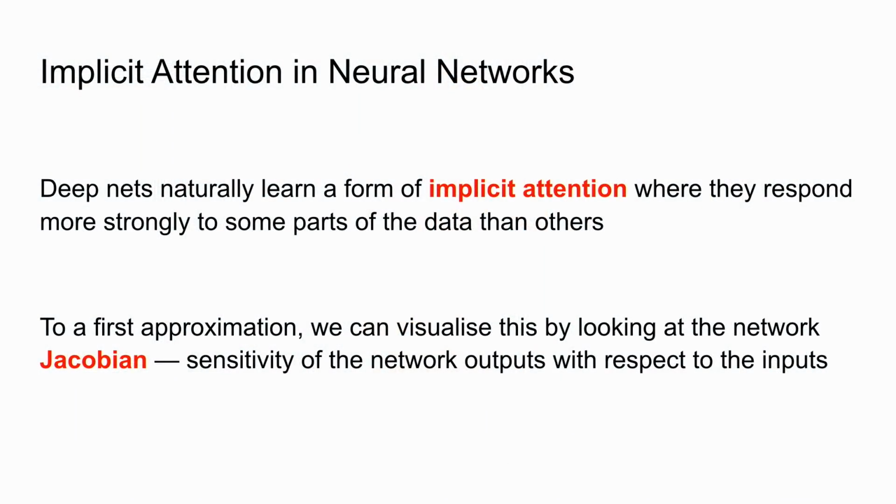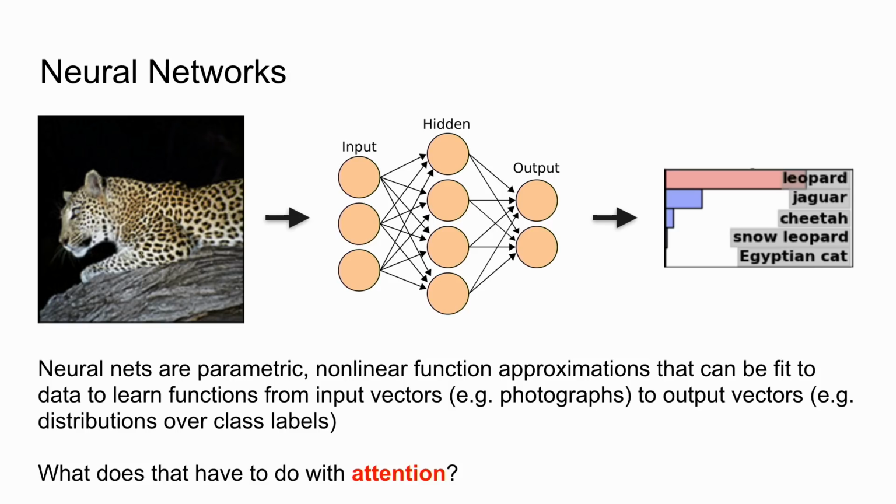But actually, if you peek under the hood a little bit into these neural networks, you see that within this parametric function that they're learning, there's a kind of implicit attention, meaning that they respond more strongly to some parts of the data than others. So going back here, the network might be particularly attuned to, for example, the spots on the fur here, right? Because that's something that discriminates a leopard from, for example, a snow leopard. It might also be looking at things like ears and eyes, because those are things that tell it that it's looking at an animal and not a tree or something like that.